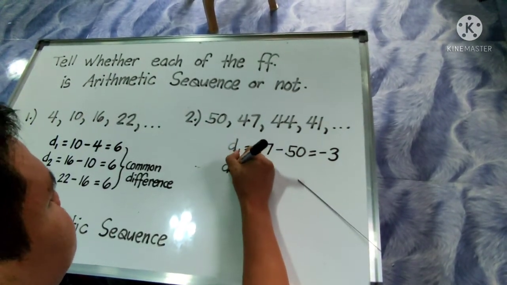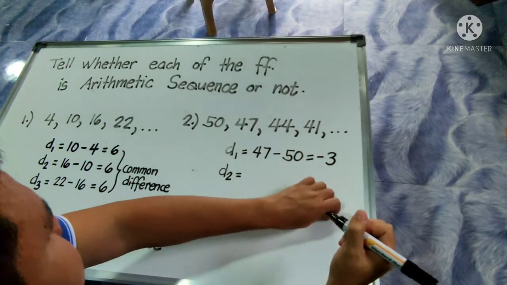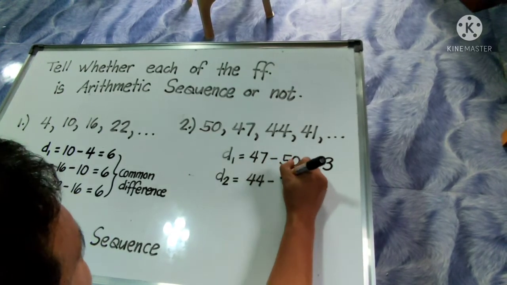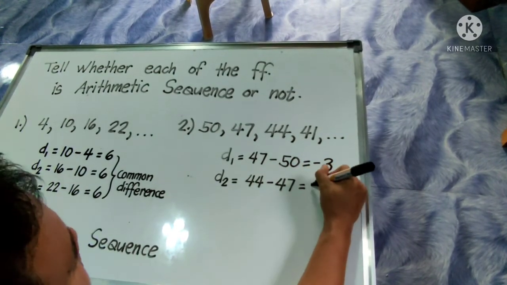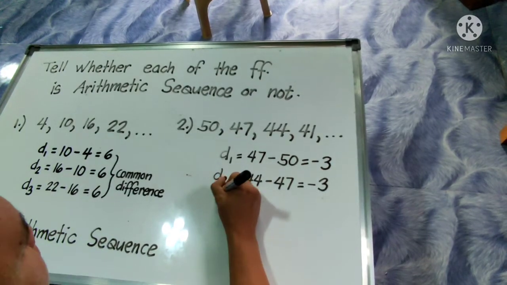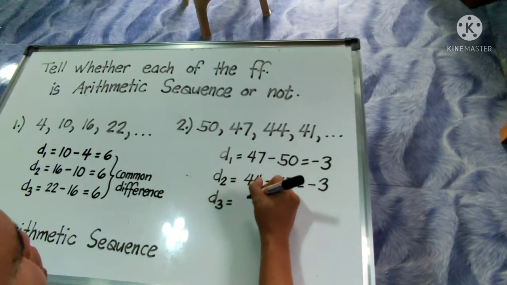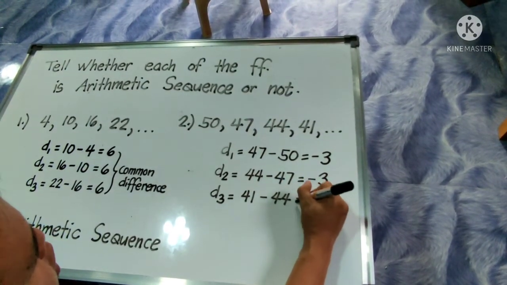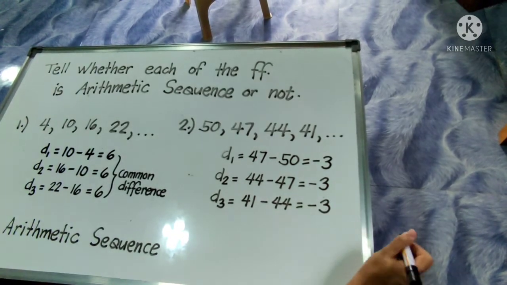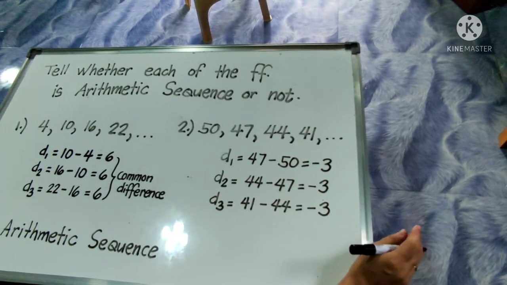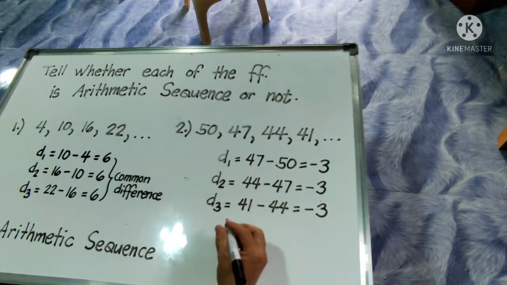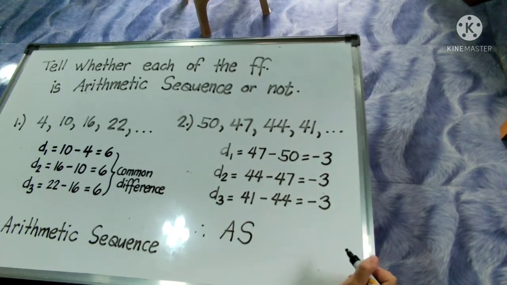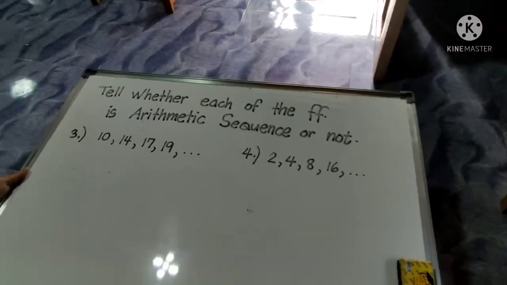So it should be present minus previous. What is our d sub 2 now? Our d sub 2 is 44 minus 47, and that is negative 3. Our d sub 3 is equal to 41 minus 44, which is equal to negative 3. Is there a common difference? Yes, definitely. We have negative 3 as the common difference. Therefore, number 2 is an arithmetic sequence. Let's proceed to number 3.